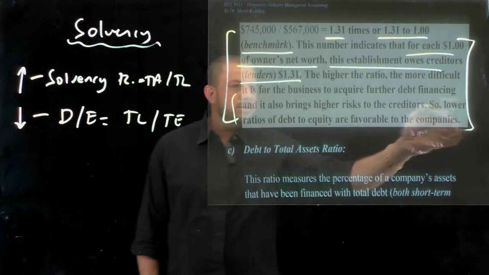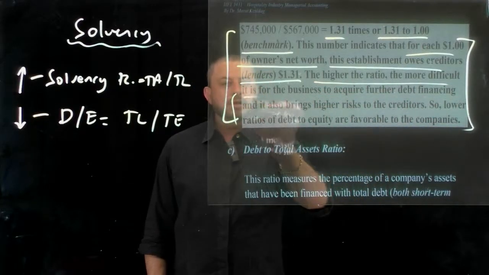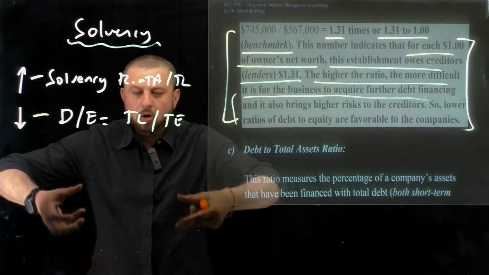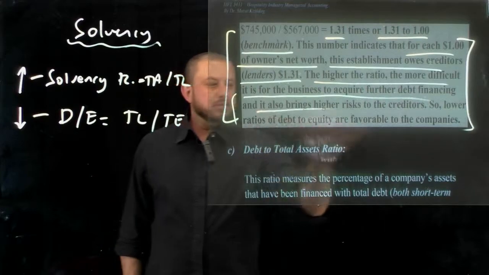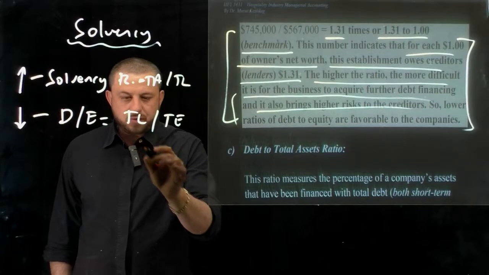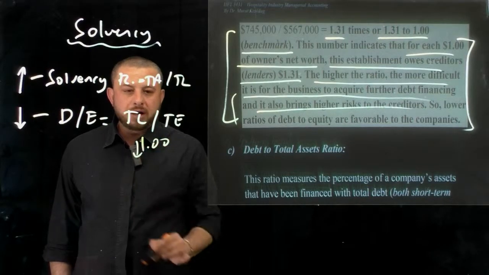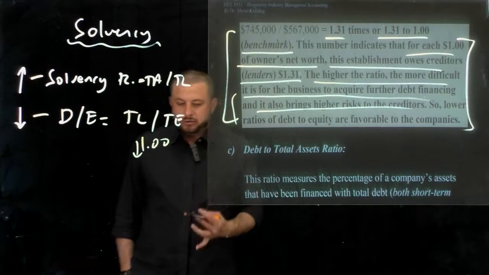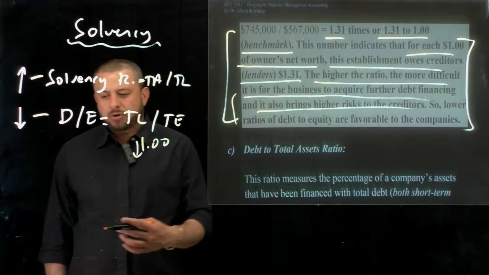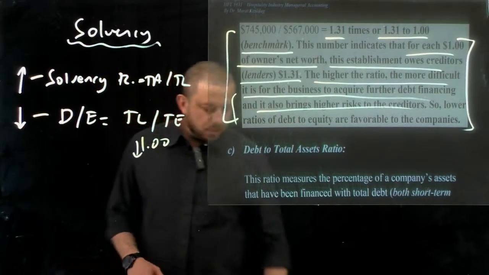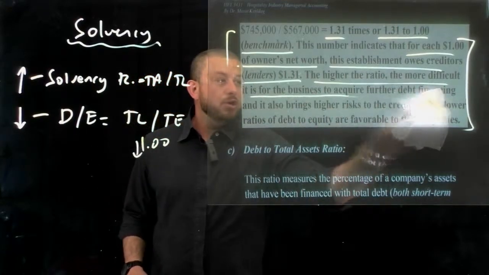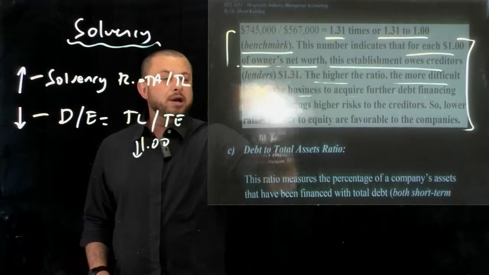Take a look at the last portion of this. The higher the ratio, the more difficult it is for the business to acquire further debt financing, which means an additional loan. It also brings risk to the creditors. That means you're a risky company. Therefore, you want this ratio below 1, so you signal to the creditors or any competitors that you have enough equity to cover your total liabilities. You can generate enough equity to cover your total liabilities, capital and retained earnings. Therefore, you want this ratio below 1.